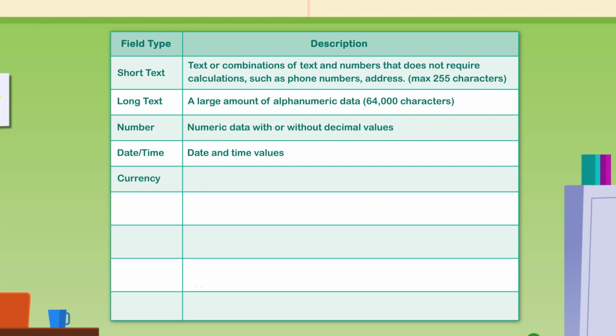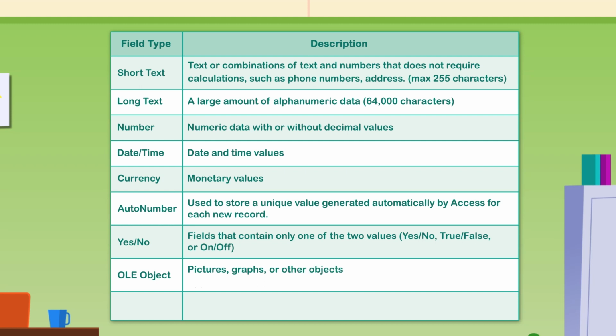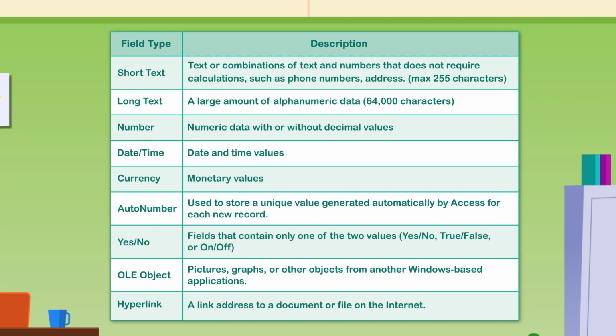Fifth is currency, which are monetary values. Sixth is auto number. It is used to store a unique value generated automatically by Access for each new record. Then we have yes or no, which are fields that contain only one of these two values: yes or no, true or false, or on or off. Next is OLE object, which are pictures, graphs, or other objects from other Windows-based application. And ninth and lastly is hyperlink, a link address to a document or a file on the internet.